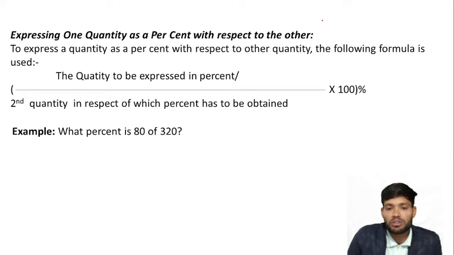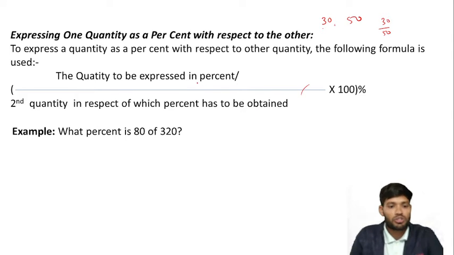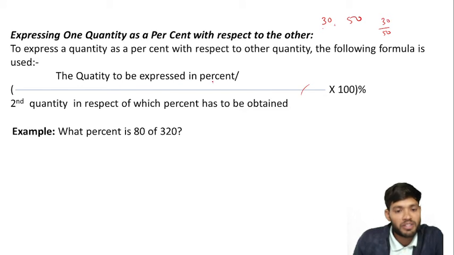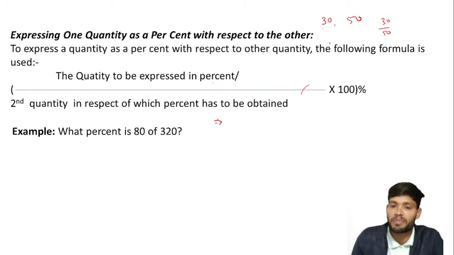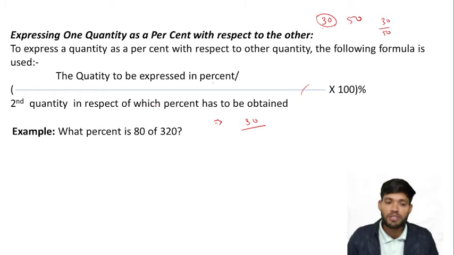For example, if we want to express 30 as compared to 50, that is, how many percent of 50 is 30, or 30 out of 50, what will be the percentage? So we have to calculate using this formula. First of all, the quantity to be expressed in percent, 30, goes on top, and the denominator will be the second quantity in respect of which percent has to be obtained.